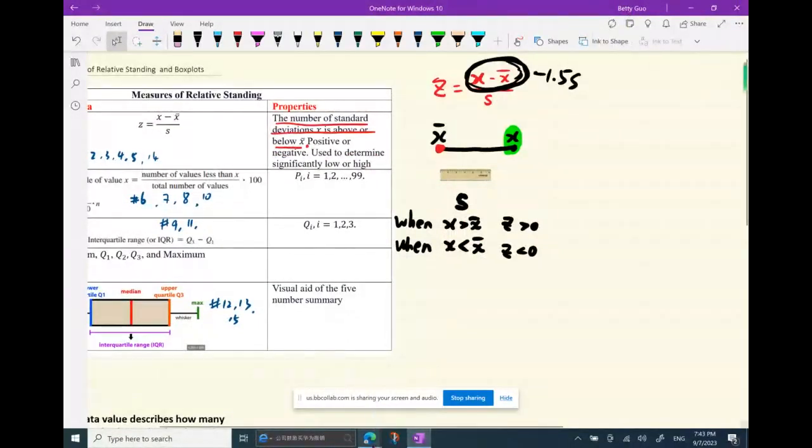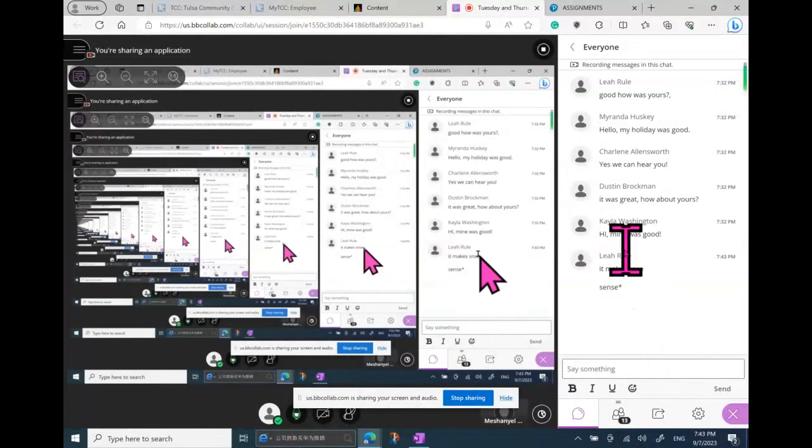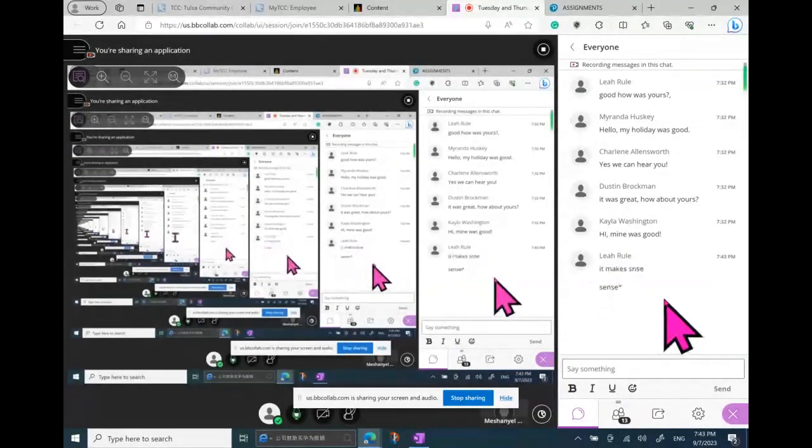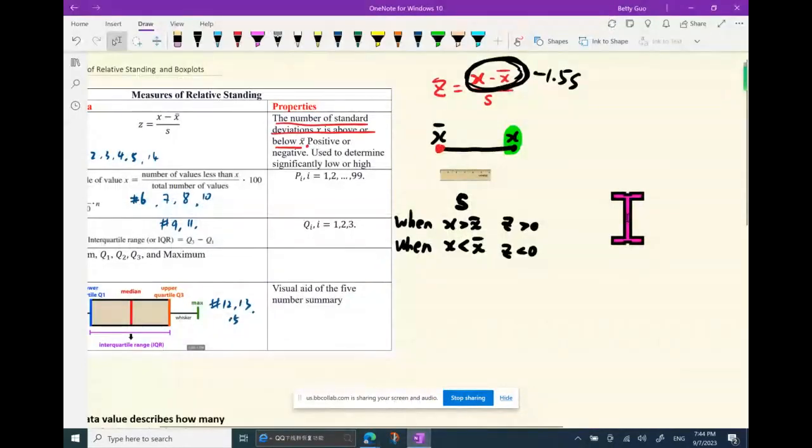We need to understand the meaning, not just know the formula and do the problem. It makes sense. Thank you, Leah. So we can practice some problems and then understand it better. Just see the standard deviation as a ruler. You are using the standard deviation to measure the deviation of the value from the center.